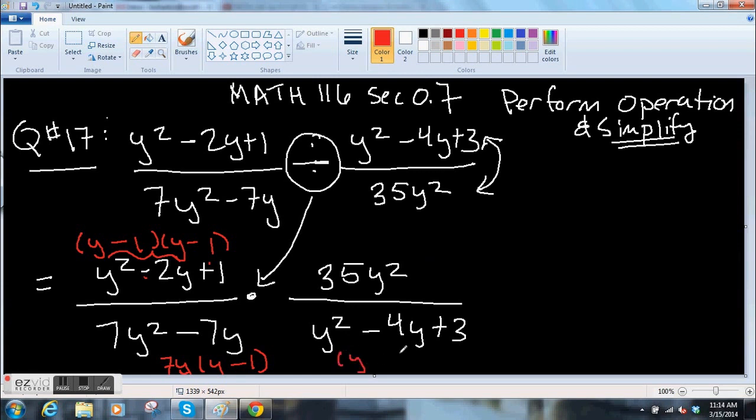And on the bottom, I'm going to factor this one with our reverse FOIL method. Again, this is positive and this is negative. That means both of these must be negative. And 3, so minus 3 and 1 gives us minus 4.